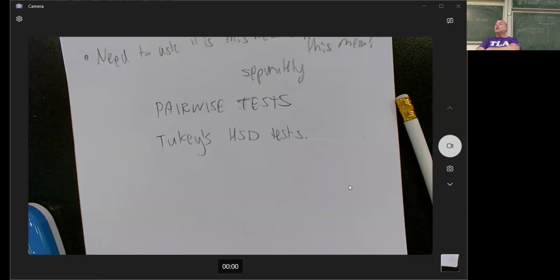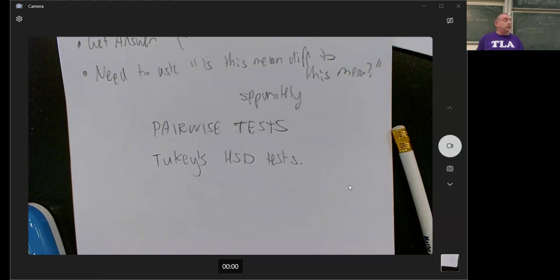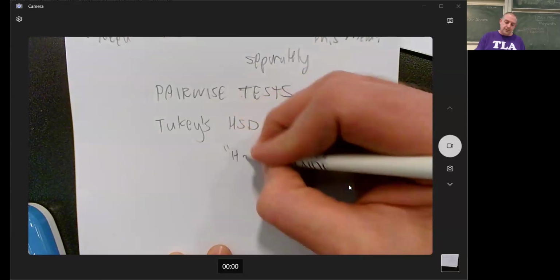Tukey also invented the box plot, by the way. Did you do box plots? Yeah. Tukey invented the box plot in the 1970s. So it's actually all quite recent, this stuff. So, yeah. Tukey's Honestly Significant Difference test. I should put that in.